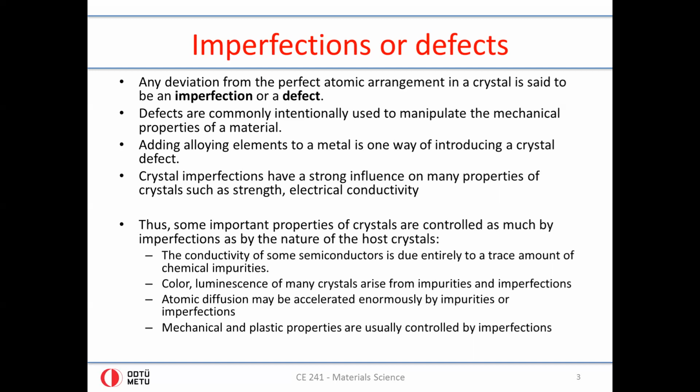So the process of atomic diffusion is also accelerated by impurities in a material. And mechanical properties, or here what's referred to as plastic properties, will later be introduced as the ability to change the shape of the material. So for a metal to be able to bend is here what's referred to as the plastic property. The ability or inability to bend will also be related to the amount and type of imperfections in the material.